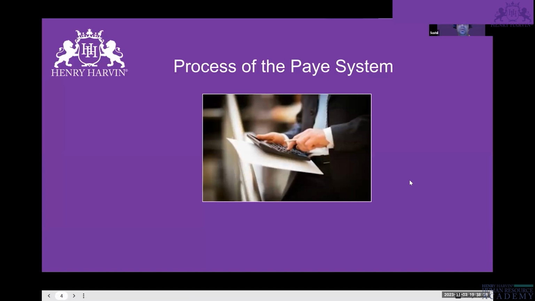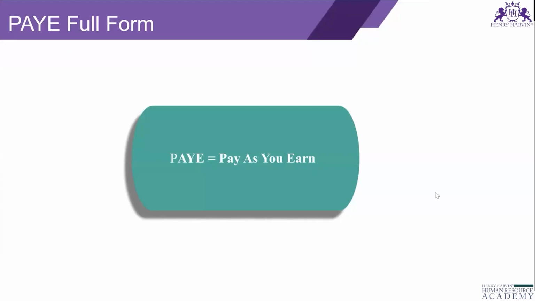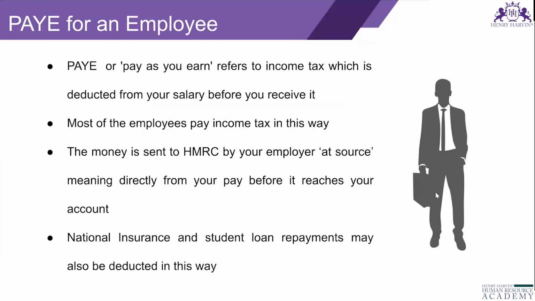So the first topic, the process of the PAYE system. PAYE means Pay As You Earn. PAYE refers to income tax which is deducted from your salary before you receive it. Most of the employees pay income tax in this way. The money is sent to HMRC by your employer at source, meaning directly from your pay before it reaches your account, like we do in India also. Right. So National Insurance and student loan repayments may also be deducted in this way. These are also deducted in a similar way.